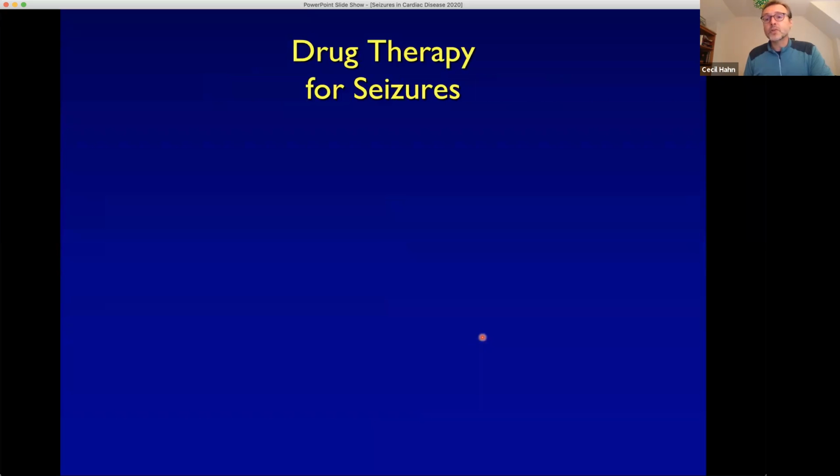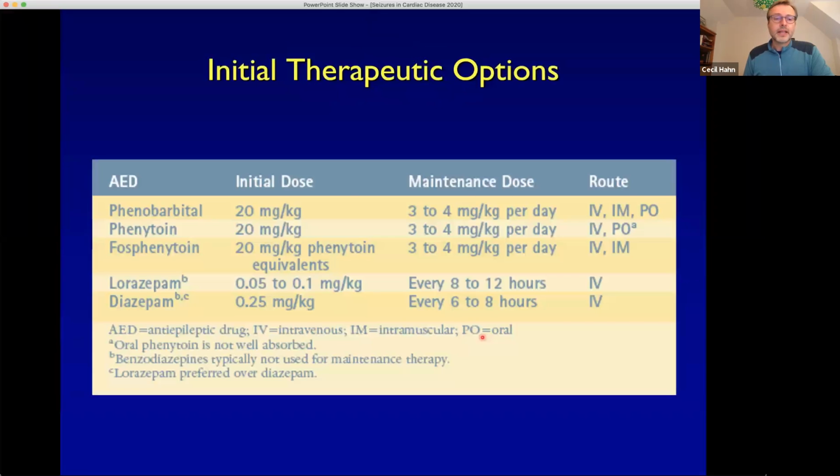So let's talk a little bit about drug therapy for seizures. Here are some medications you will have seen that are used for the treatment of acute seizures. Phenobarbital, phenytoin, or fosphenytoin are the most commonly used loading medications in the ICU setting. In cardiac patients, often phenytoin is preferred over phenobarbital because of less hemodynamic instability. But if there's any cardiac conduction abnormality, phenytoin may not be so popular because it is arrhythmogenic. I'll talk a little bit about fosphenytoin in a minute.